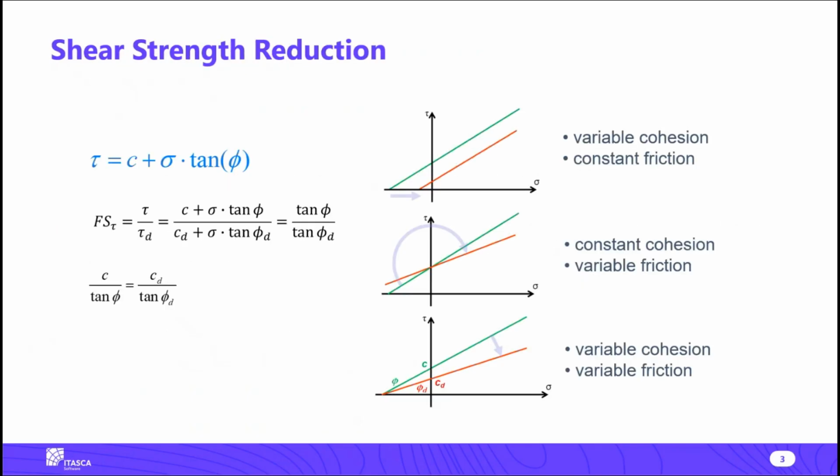So how do you reduce the shear strength? In general, the basic version of this is a Mohr-Coulomb type of material. And so you simply reduce the cohesion and the friction coefficient by some factor.